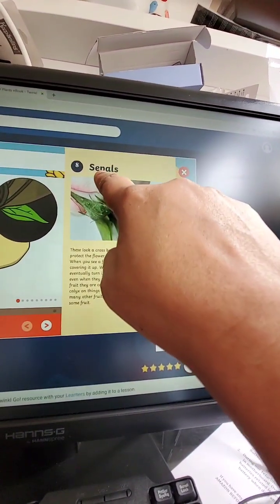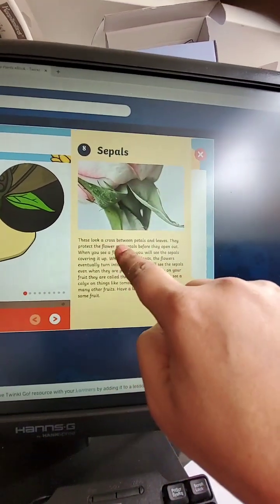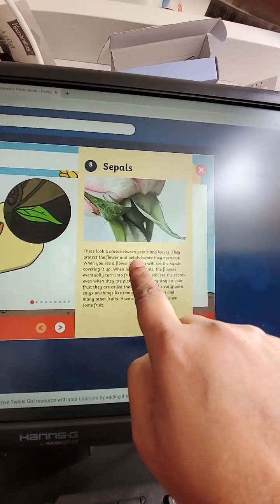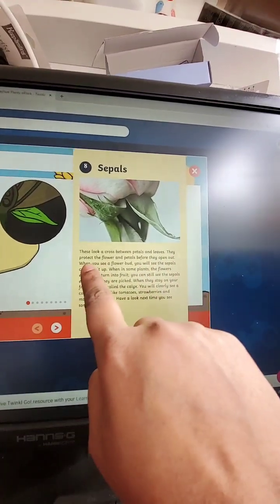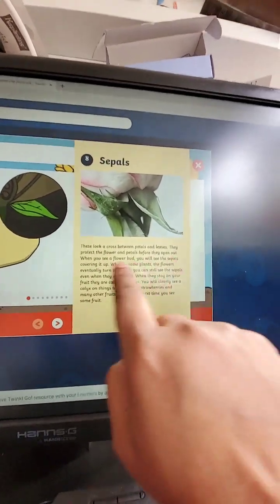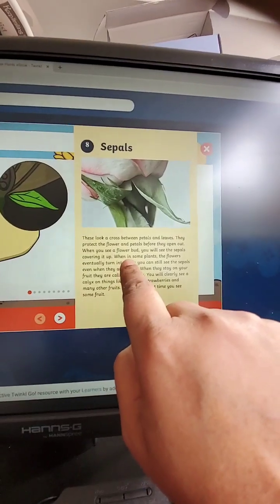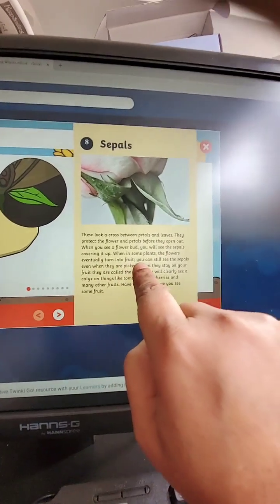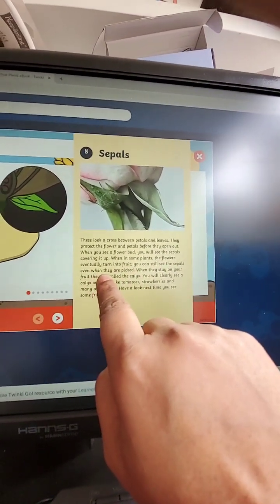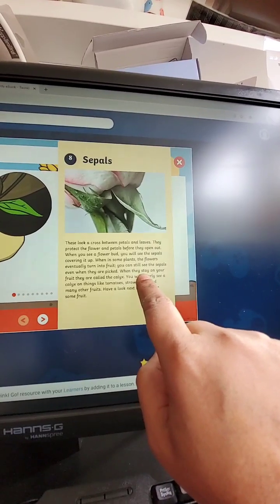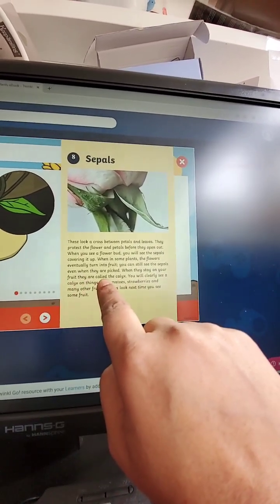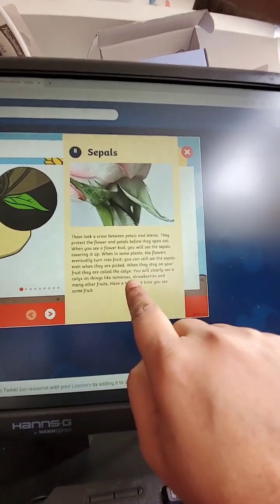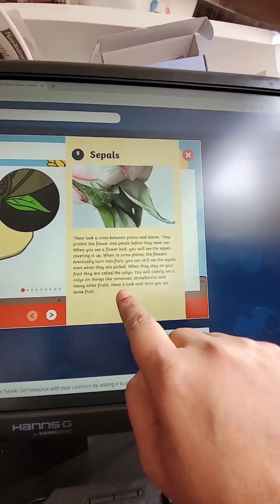Then sepals. This looks like a cross between the petals and a leaf, and they protect the flower and petals before they open out. When you see a flower bud, you will see the sepals covering it up. In some flowers, the flower eventually turns into fruit. You can still see the sepals even when they are picked. When they stay on your fruit, they are called calyx. You will clearly see the calyx on things like tomato, strawberry, and many foods.